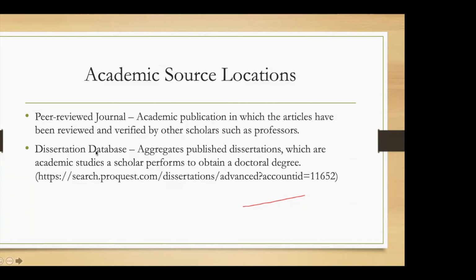Next, though, are dissertations, and you can often find them in a database that aggregates published dissertations, such as ProQuest. So a dissertation is an academic study a scholar performs to obtain a doctoral degree. I'm working on a dissertation currently. I know the people who are reviewing my dissertation, but I still need to get their approval before it can be completed. And so we can also consider this as a very trustworthy source. They're often very long, but often they have an abstract where you can read it to get an idea of what the dissertation is about.